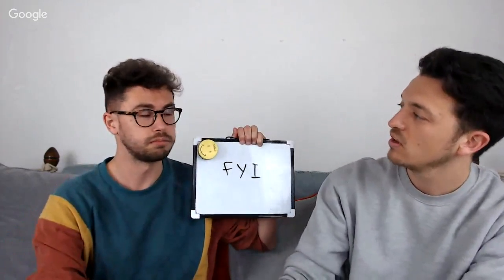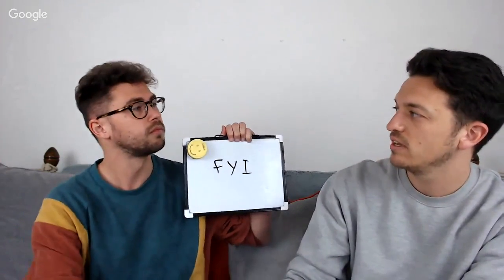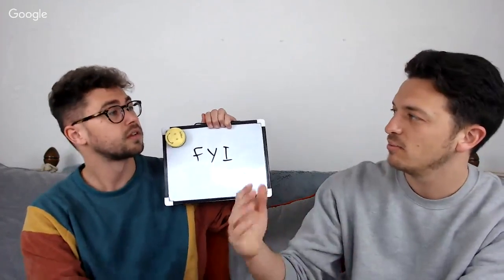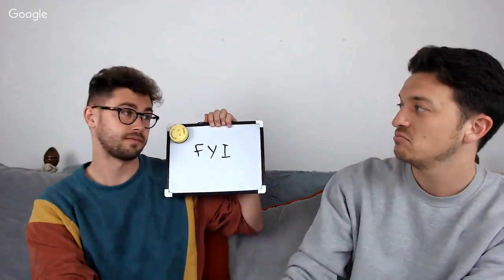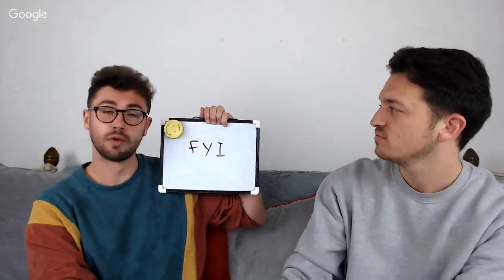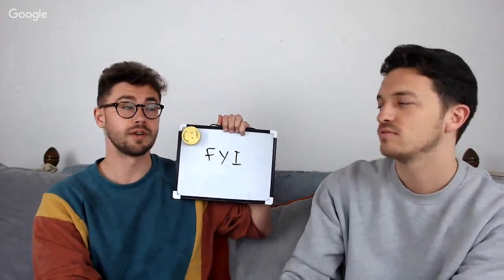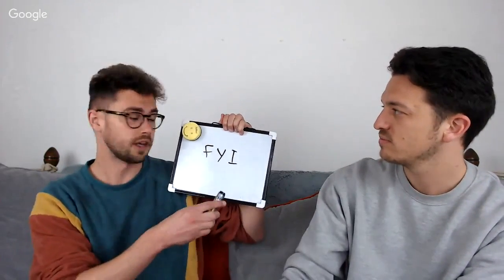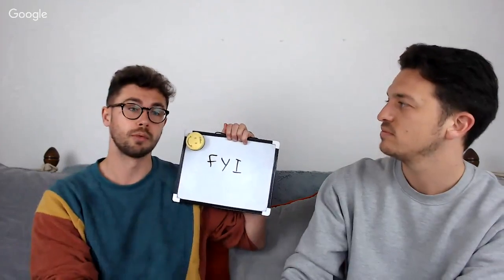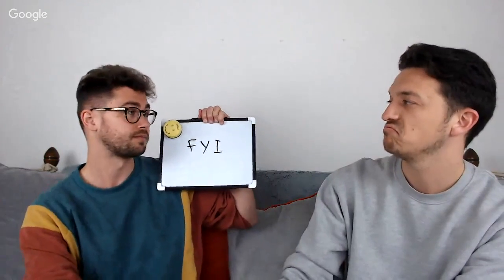FYI, you need to do this, or FYI, the client hasn't got back to us yet. Okay. So it's for your information. So you could start a sentence with it and then put a comma. FYI, comma, and then give some information.